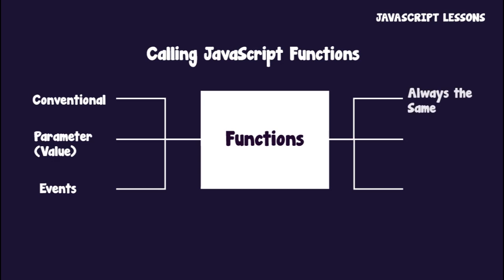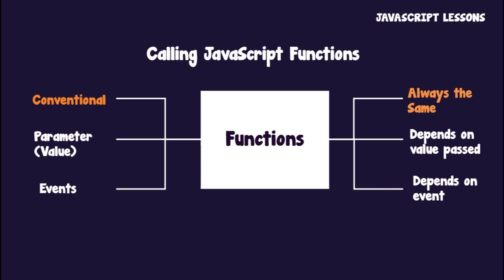Whenever you use the conventional method, you should know that the result will always be the same; for the parameter it's going to depend on the value passed, and for the event it's going to depend on the event. So let me go over that again. When you call a JavaScript function using the conventional method, right there in your code, you invoke it and the result will essentially be the same. Let's say you're logging something to the console, it will always log the same thing to the console, that is, the output will be the same.